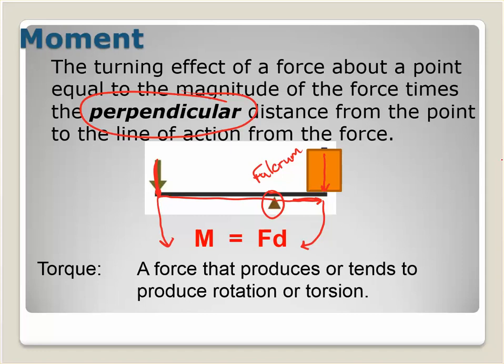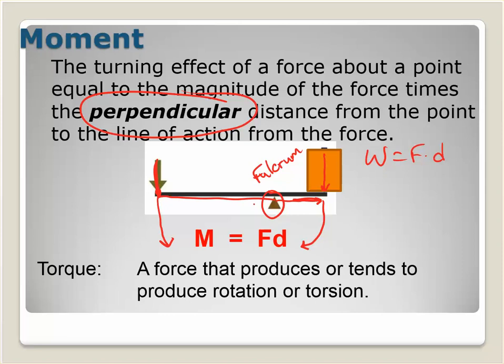Now the reason we're going into moment, not momentum, is because we have this force times distance, and we just got done talking about work. Work, we said, was force times distance. So what's the difference between work and moment? Because the equations are exactly the same. The only difference is that for work, the force and distance had to be parallel. For moment, they have to be perpendicular.